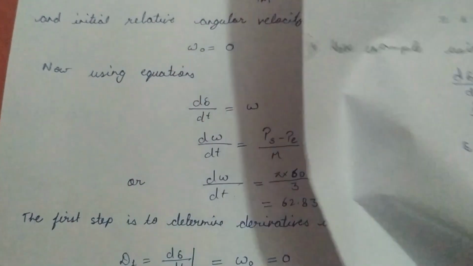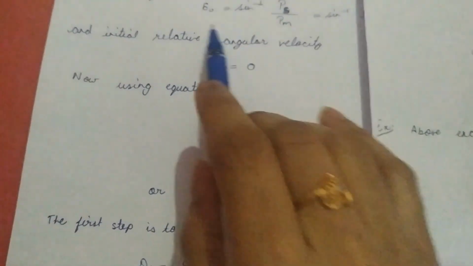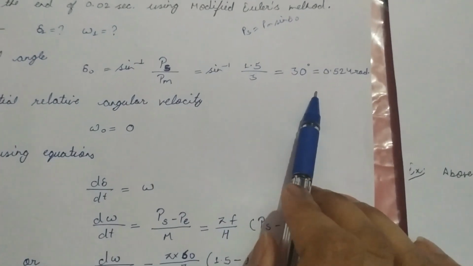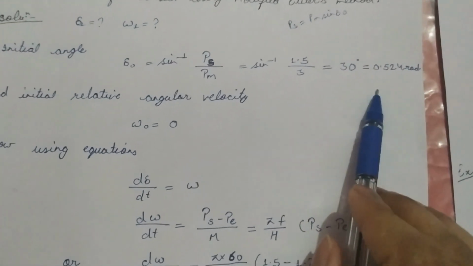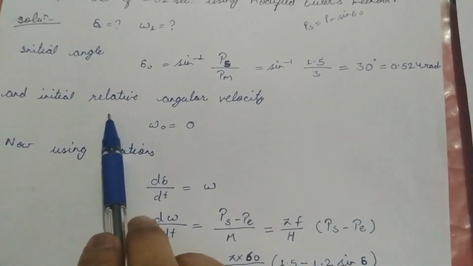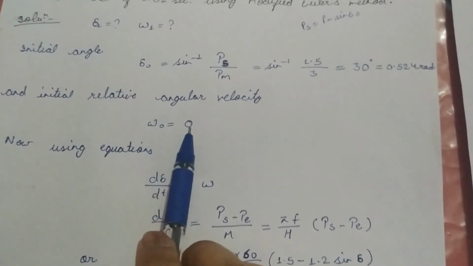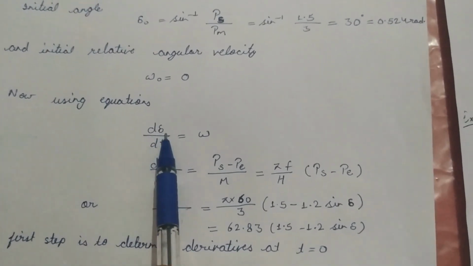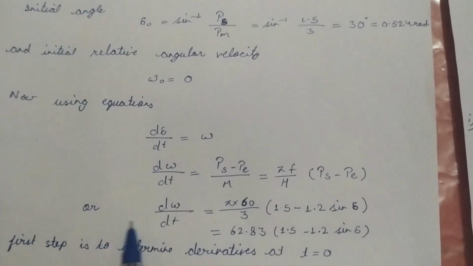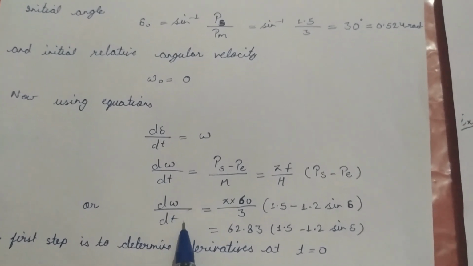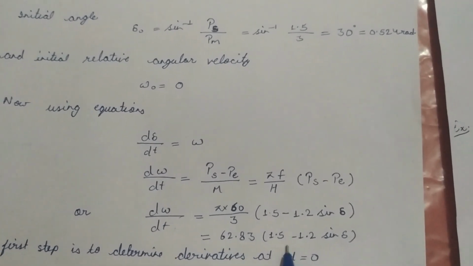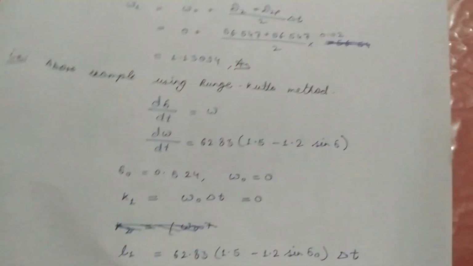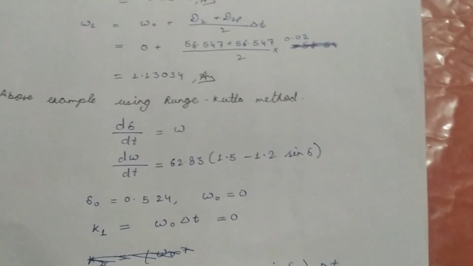We have already calculated in the previous lecture that del naught is equal to 30 degree, that is 0.524 radians, and the initial relative angular velocity omega naught is equal to 0, and the two derivative equations, that is d del by dt is equal to omega, and d omega by dt is equal to 62.83 into 1.5 minus 1.2 sine delta. So we use the same equations for solving by Runge-Kutta method.